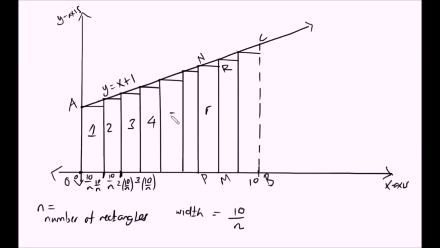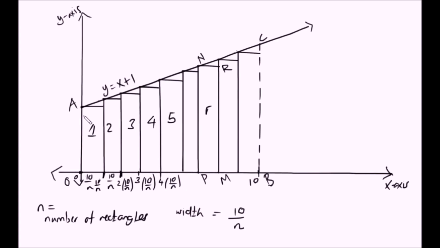Sawa. Uso wa rectangle ya tano, maana sasa najumlisha 10 over n ngapi? Maana itakuwa at x equals to 4 times 10 over n na kuendelea. So now ona kitu. Uso wa rectangle ya kwanza upo at 0 times 10 over n. Uso wa rectangle ya pili upo at 1 times 10 over n. Uso wa rectangle ya tatu upo at 2 times 10 over n. Uso wa rectangle ya 4 upo at 3 times 10 over n. Uso wa rectangle ya 5 upo at 4 times 10 over n.